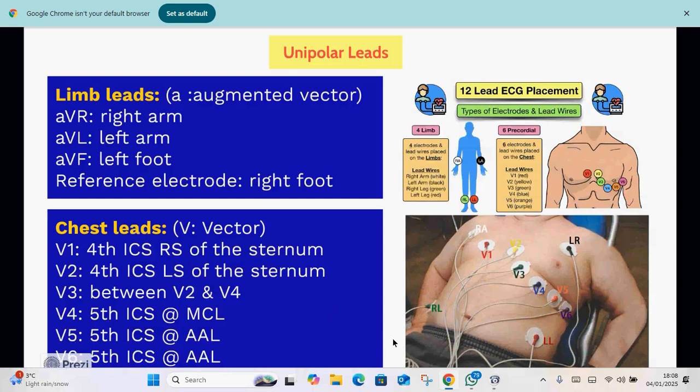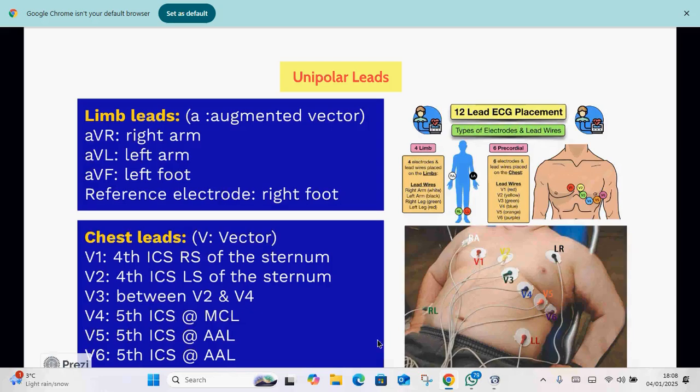Now the last thing I want to explain is the sites where you put these leads. You put the limb leads opposite to the limbs in the corners, and for the chest leads you start in the second intercostal space. How do you know the intercostal space? Anatomy. How do you know the second intercostal space? At the sternal angle. Well done. The sternal angle of Louis, you can feel it on yourself. You put V1 on the right and V2 on the left.